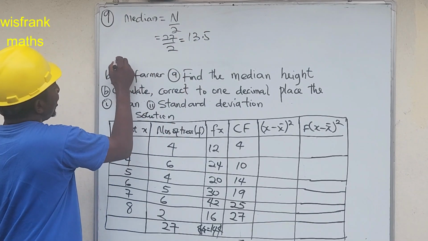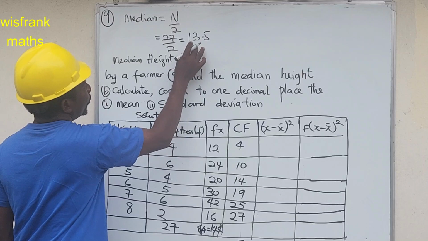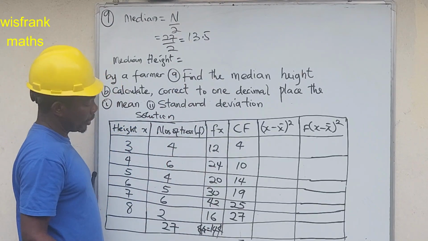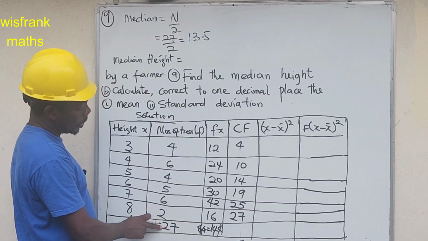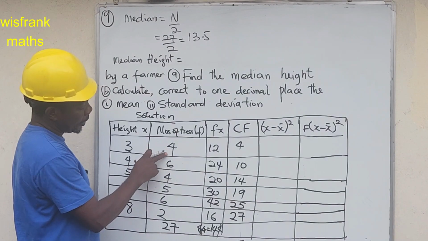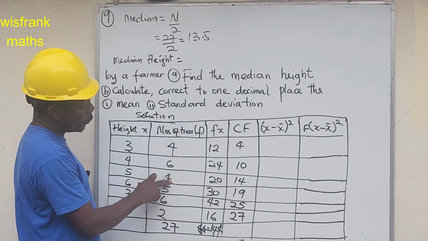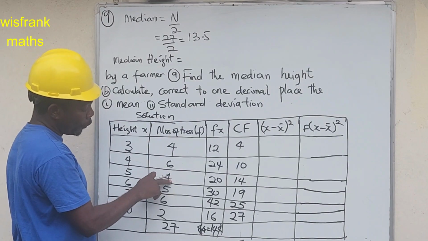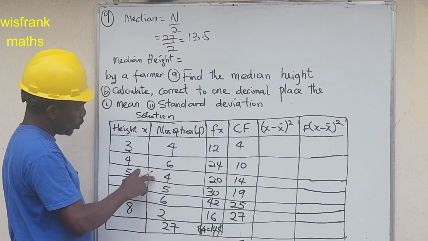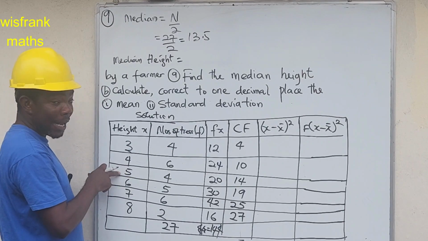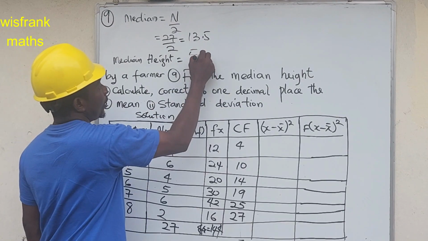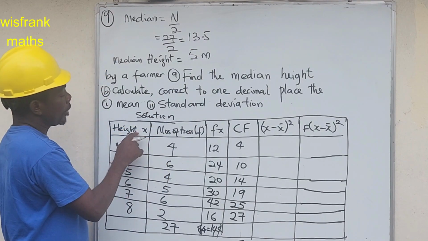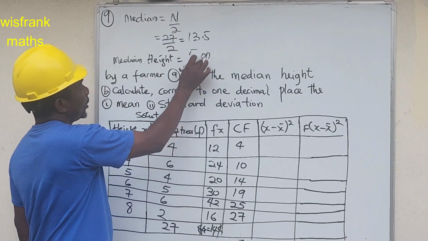So for the median height, how do we find the 13.5th value? Looking at the cumulative frequencies, we have 4, if you add 6, we have 10, then we have 14. So we said it's 13.5, and before we reach 14, we have 13.5. So it's going to be 5. So the median height is 5 meters, because the tree is measured in meters.